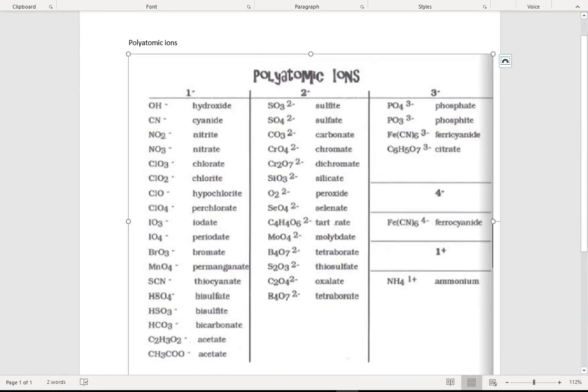Here is a list of polyatomic ions. This is on the back of your periodic table that I gave you at the beginning of the year. Some of these are very straightforward. Others are a little tricky. For that reason, I'm going to have a candy bar quiz in order to get you to name these guys. All right?